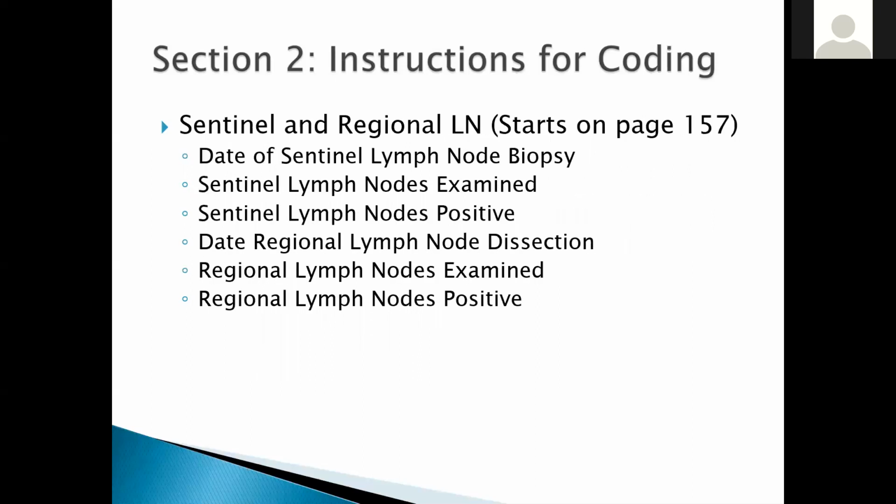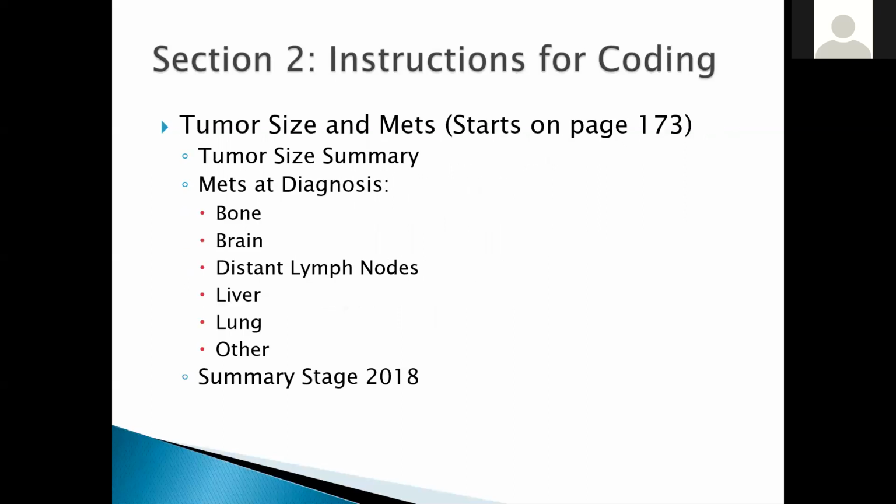Then we get to the sentinel and regional lymph node data items starting on page 157. Not only is it important to record how many lymph nodes are positive, but also how many lymph nodes were examined and the type of lymph nodes that were examined. So we will get into these data items in more detail later on this semester.